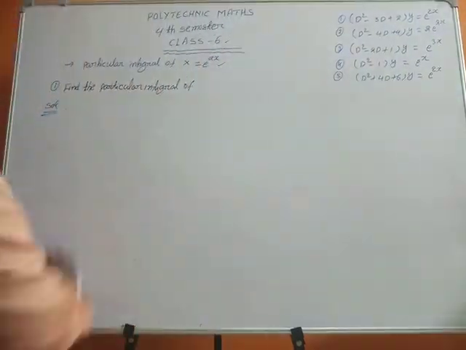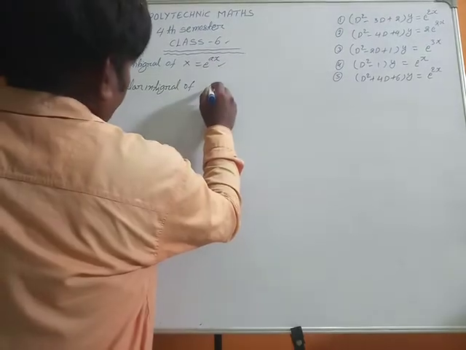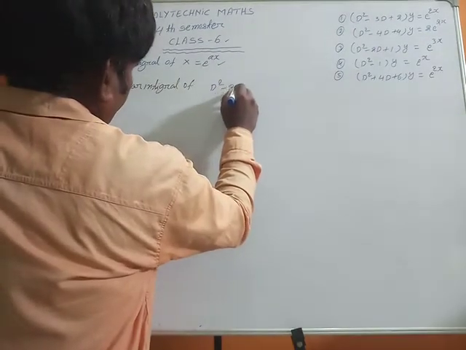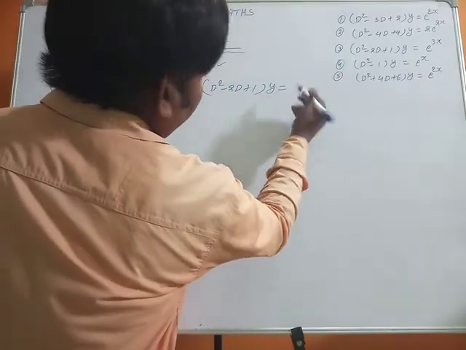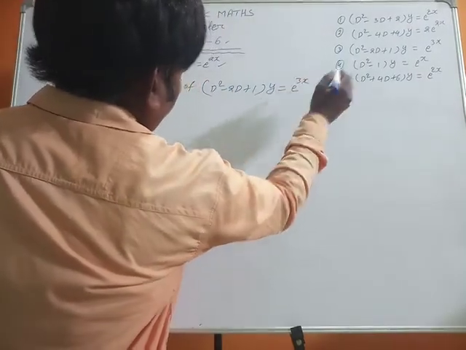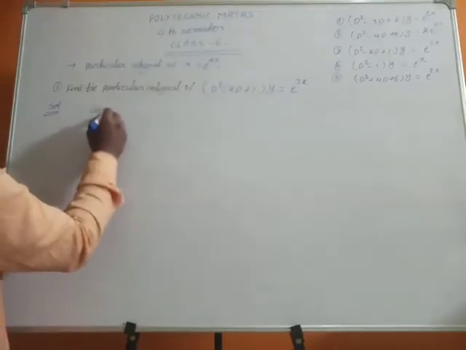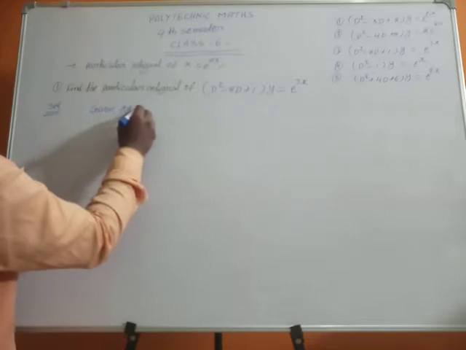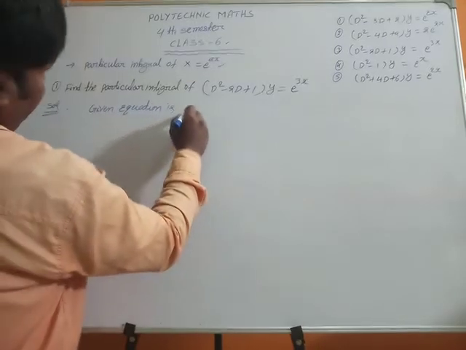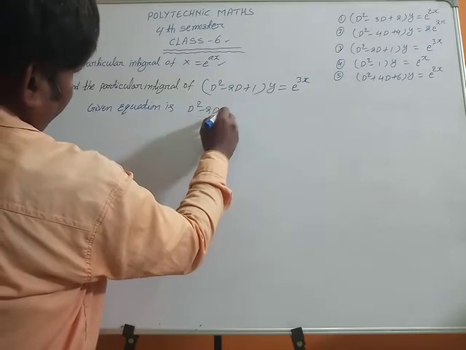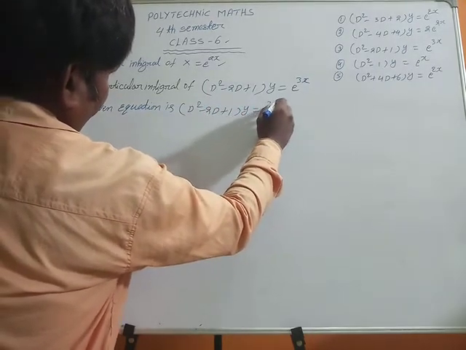So what is another problem? d square minus 2d plus 1 into y equal to e to the power of 3x. What is the given equation here? The given equation is d square minus 2d plus 1 into y equal to e to the power of 3x.